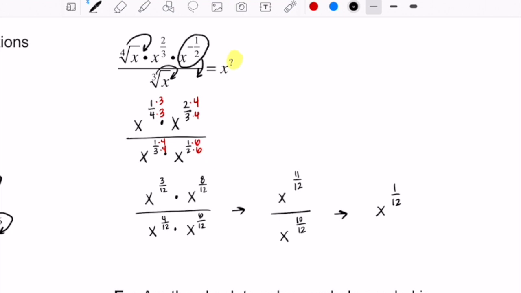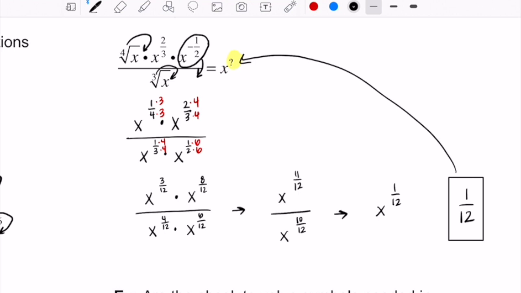The question asks us to identify the correct number to rewrite the expression as a single term. And so the answer for this question is the number 1/12. 1/12 is the number that you would need up in the exponent right here to make this equation be true.